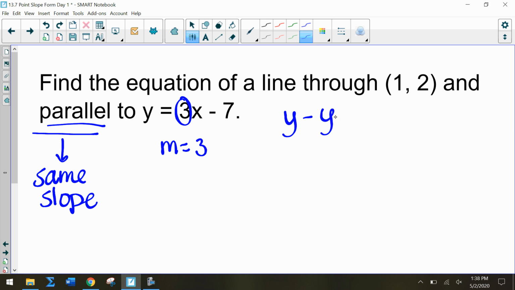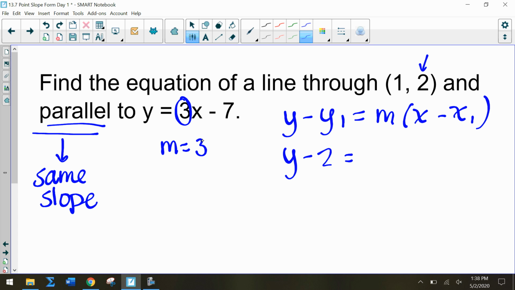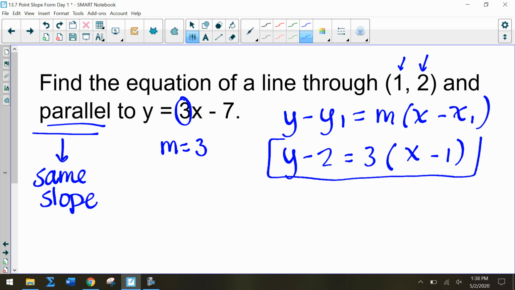So y minus y1 equals m times x minus x1. When we plug in these values, we have y minus 2 equals m, your slope, times x minus 1. And we can leave the equation like that.